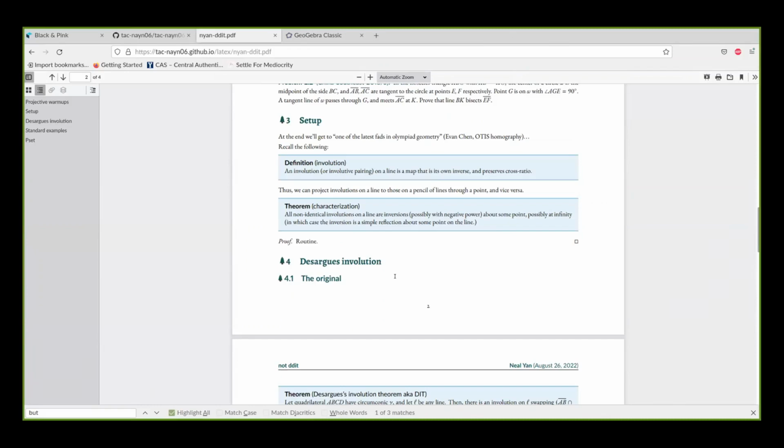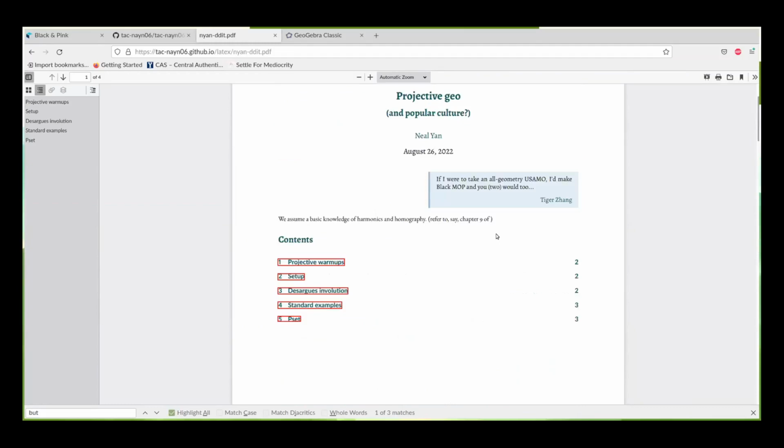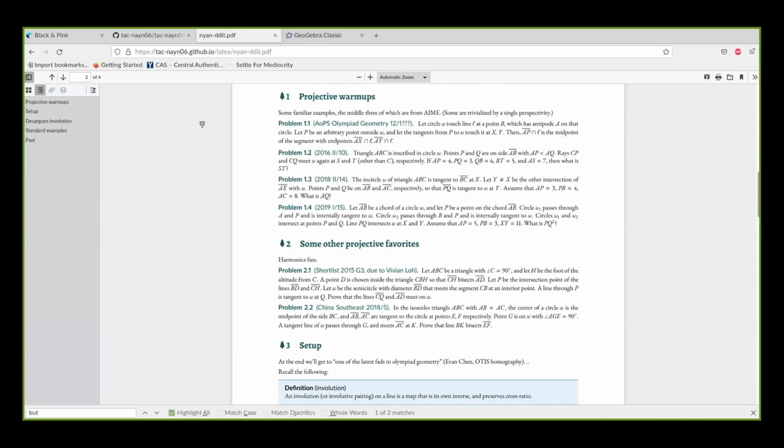Okay, I guess I'll let democracy run its path. What do y'all want to, what problems in the warm-up section do y'all want to do? Yes, the vacuum fire. So, yeah.